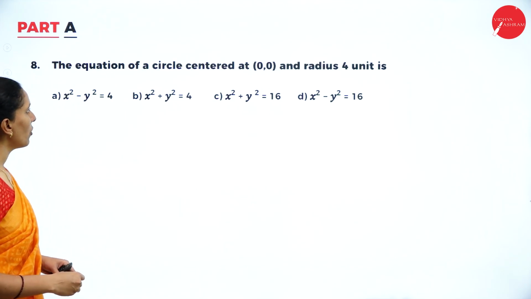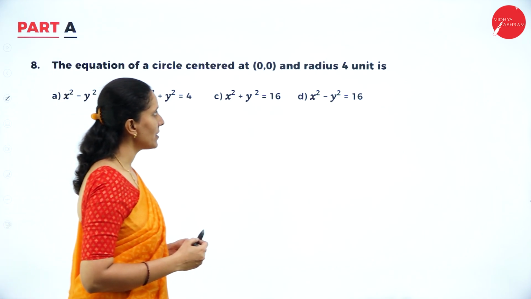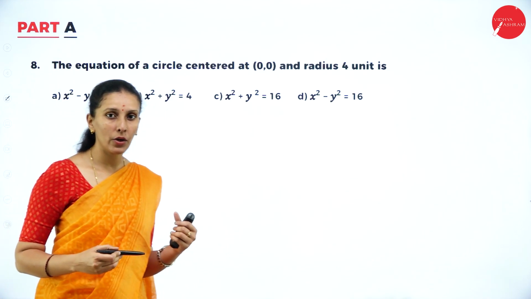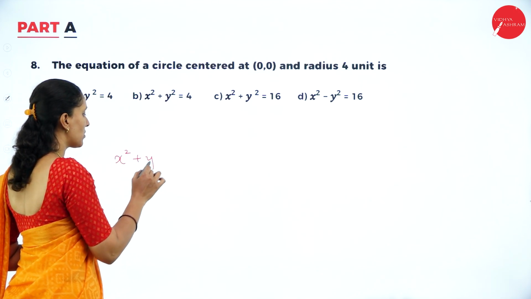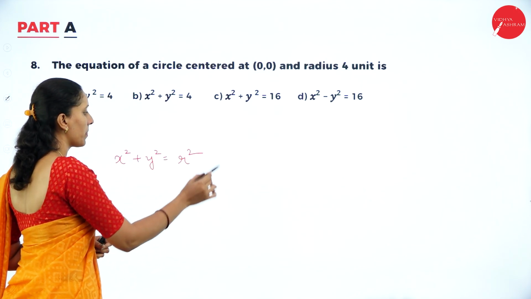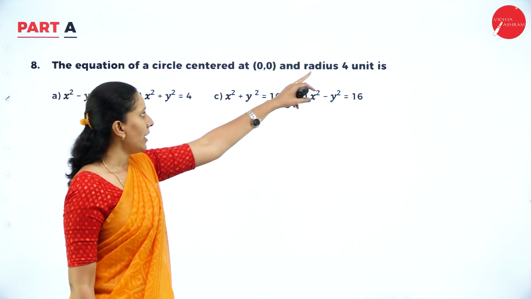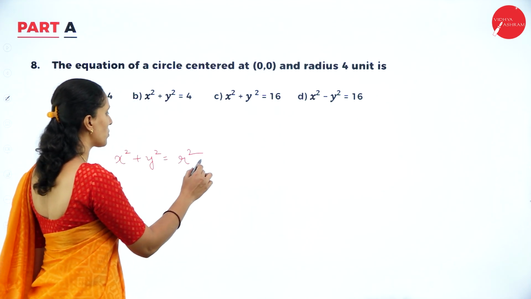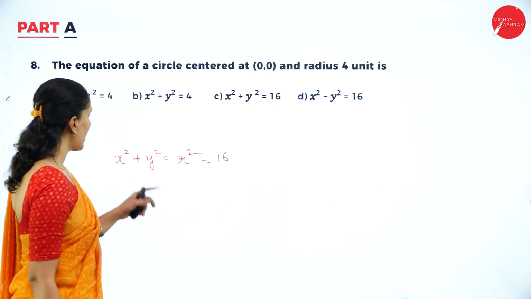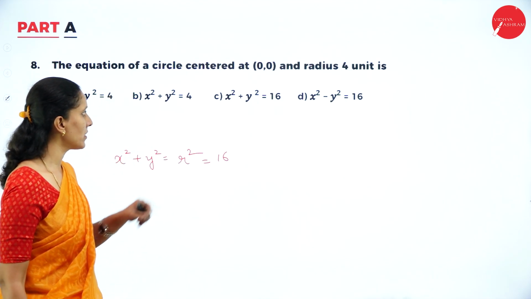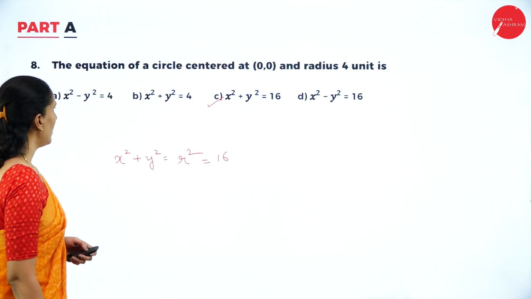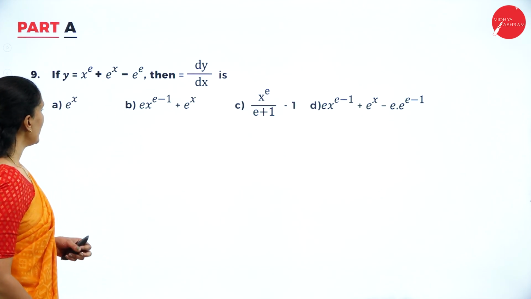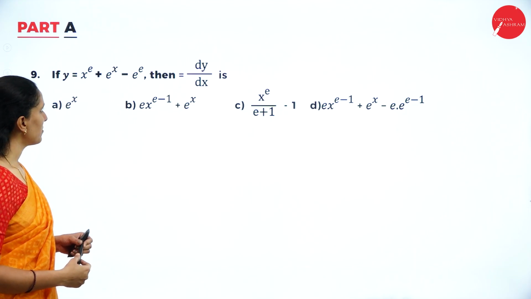Next, the equation of the circle centered at 0, 0 and radius 4 unit. We know that the equation of a circle centered at origin is given by x square plus y square is equal to r square. So, therefore, here radius is given as 4. So, 4 square becomes 16. Hence, our answer should be x square plus y square is equal to 16. That is option C.